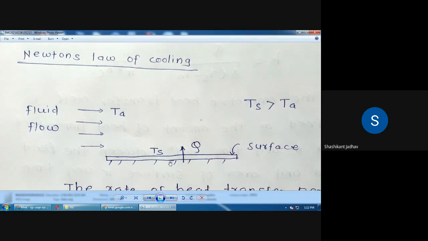So we are considering one plate having surface temperature Ts, and on that surface fluid flow takes place, having the ambient temperature Ta. Because of that, heat transfer takes place from high temperature to low temperature. So Ts is greater than Ta, and heat transfer takes place. The direction of the heat transfer is given by Q. Q is nothing but the direction of the heat flow.